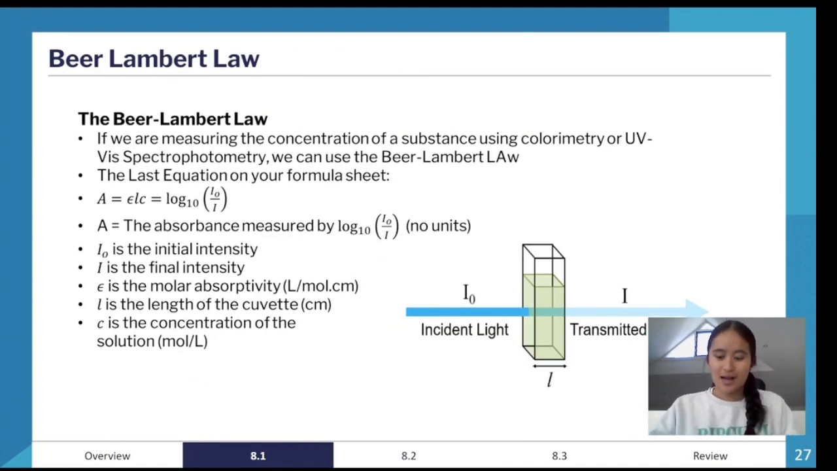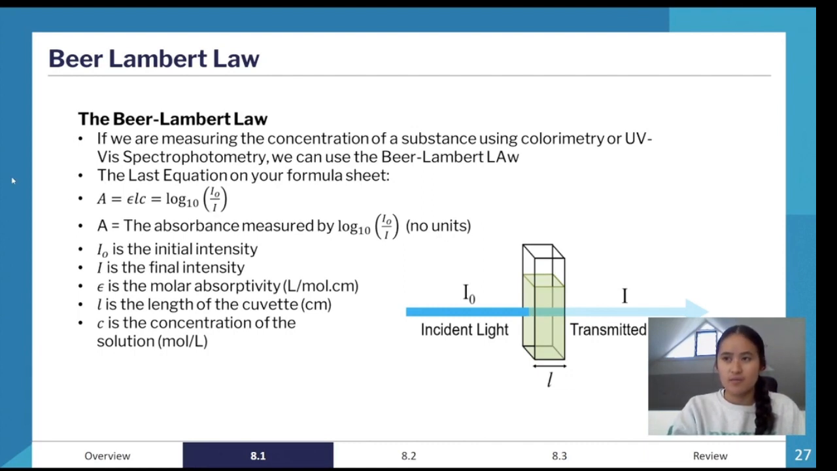So another part of UV Viz Spec is the Lambert Law. This is a little bit of a weird part of the syllabus, I'd say. It doesn't come up often, again, but it's still worth knowing. The equation is on your formula sheet, and it looks exactly like that here.